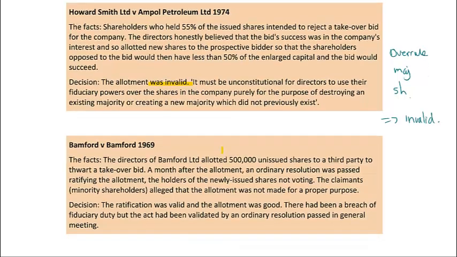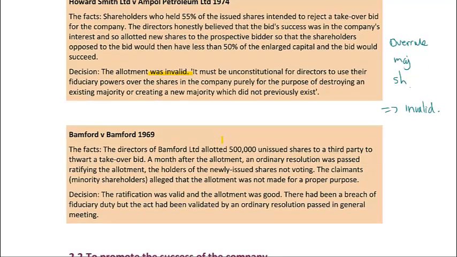In Bamford and Bamford, we had a similar situation, but slightly the reverse. In this case, the company was the subject of an unwelcome takeover bid, and the directors took emergency action to try and thwart this takeover by issuing 500,000 of shares to a third party. They actually issued them to an employee benefit trust, so that trust could vote against the takeover.